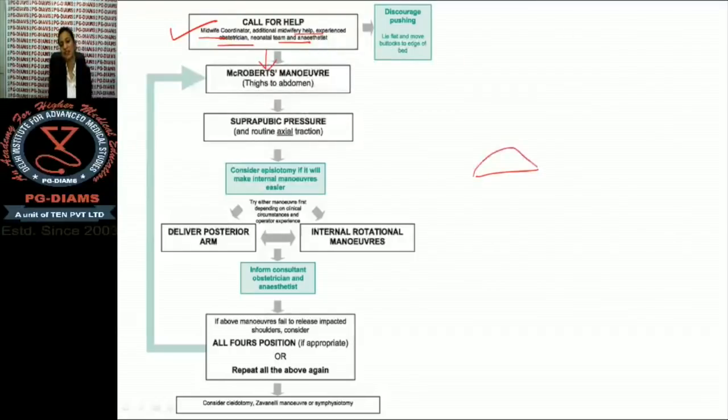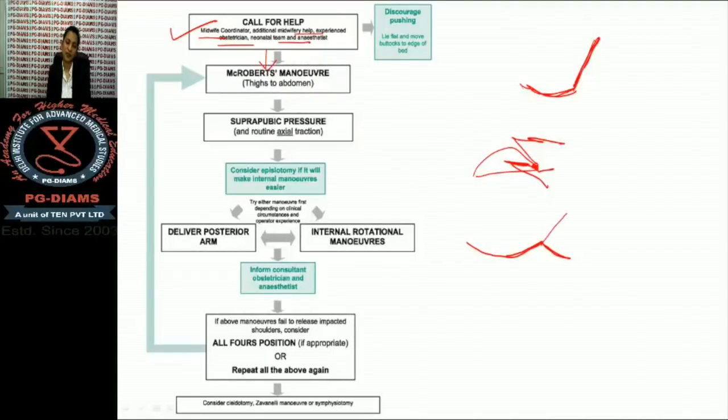Flex the female's thighs. If you flex the female's thighs over the abdomen, what it does is the pelvis tilts upwards. Now see this diagram. I'm poor at drawing diagrams. That's the pelvic plane and that's your lumbar vertebra. This is lumbar and this is the sacral. This is the lumbosacral angle. And that's your pelvis.